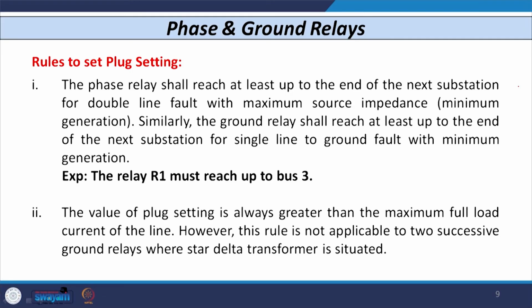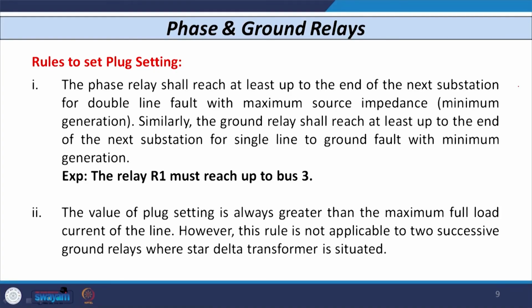The next rule is that the value of plug setting is always greater than the maximum full load current. So, whenever we decide the plug setting of any IDMT relay, we have to decide based on the full load current that can be carried by the feeder. If any additional percentage overload is mentioned, then we also need to consider that while deciding the plug setting of the relays.